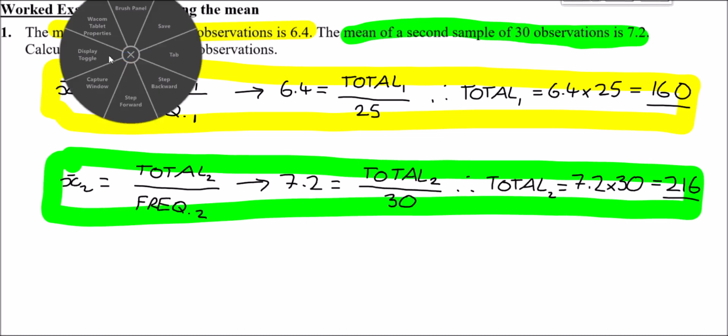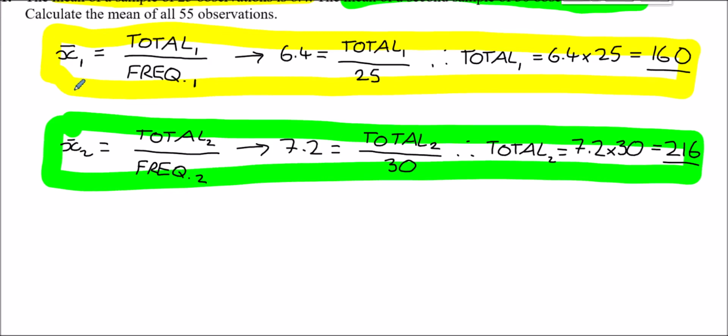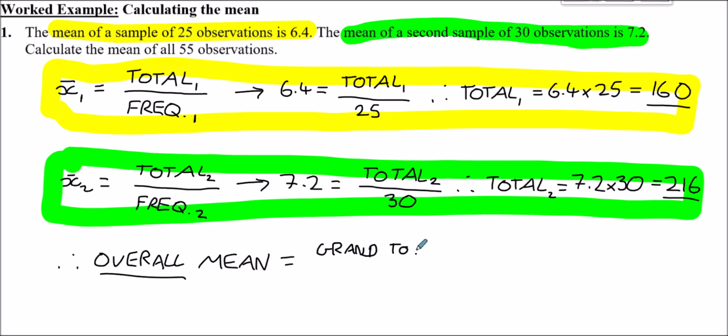So, next up, we need to calculate the mean of all 55 observations. So now, the overall mean is going to be the grand total of all of these data points divided by the total frequency.